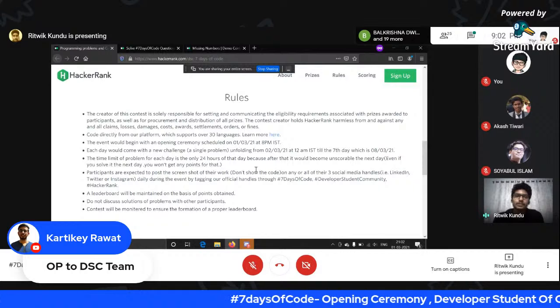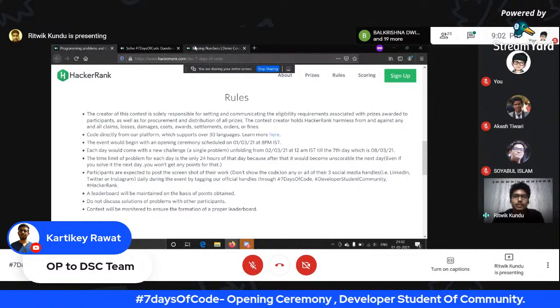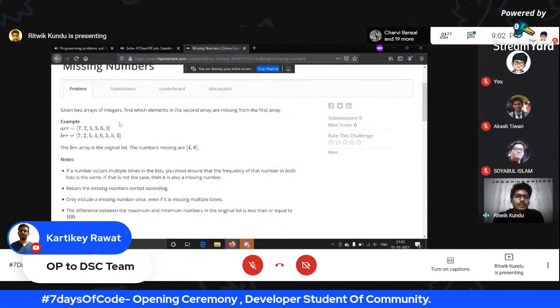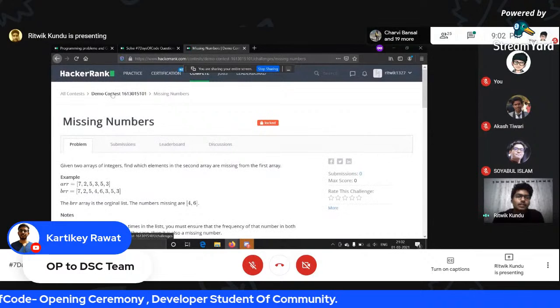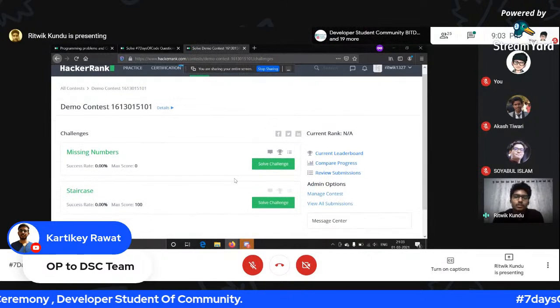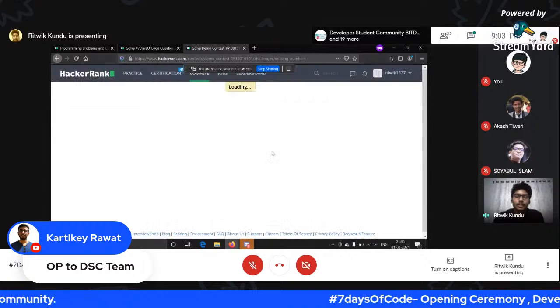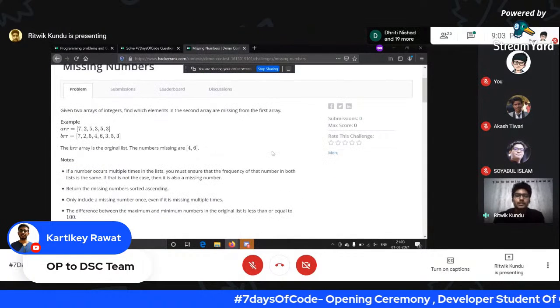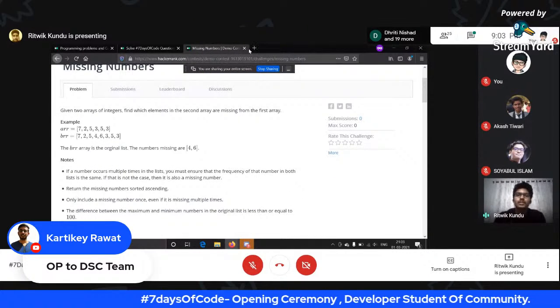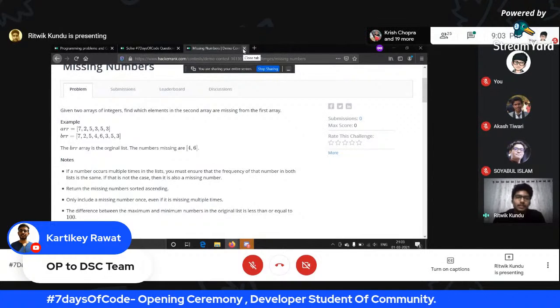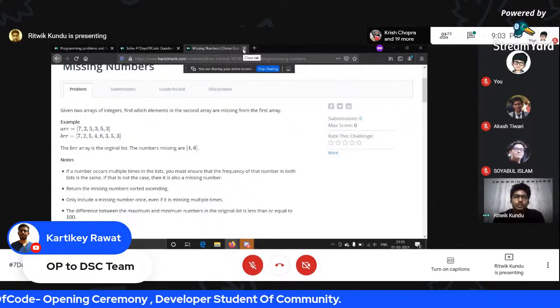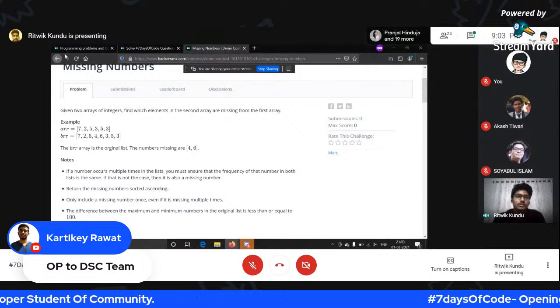Like I showed just now, it will show you here. Let's say your timer will not start unless and until you click on the solve challenge button. Like if I click solve challenge, my timer will start now, right? So that's when my timer starts. So don't think that you have to do it from 12 o'clock. There's no such issue. You can start at your own time. Just make sure you're able to solve the questions, right?